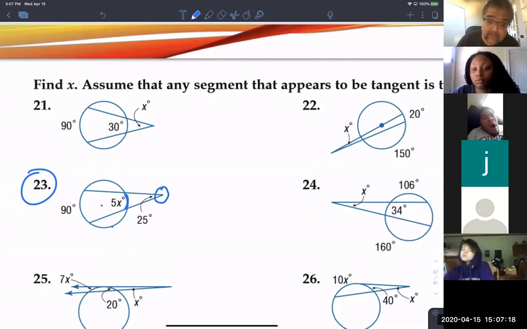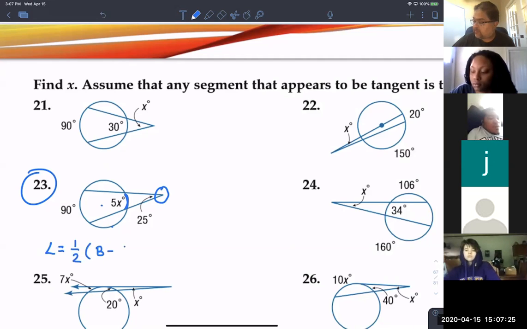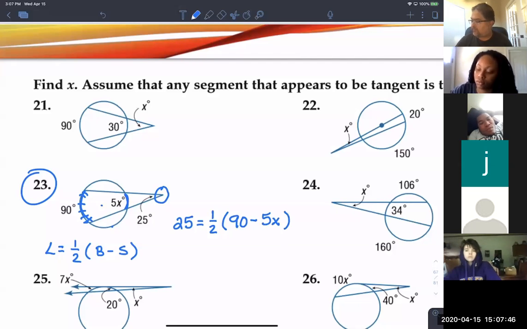It's 1/2 times the difference of the two arcs. So the angle is equal to 1/2 times the big one minus the small one. Okay. So what do I know? We're given the angle measurement is 25 equals 1/2 times the big one, which in this case is 90, minus the small one, which is 5x. Now we distribute.